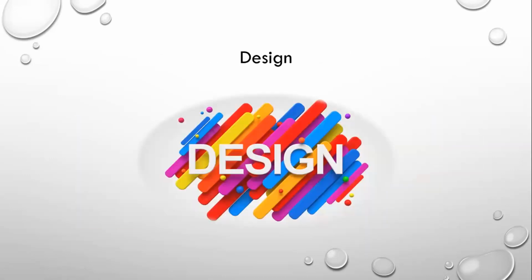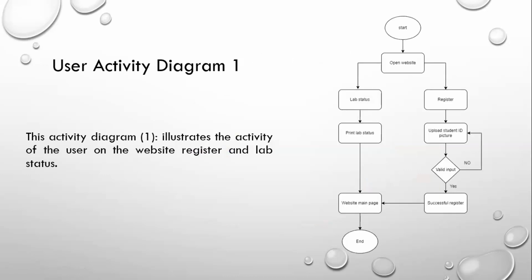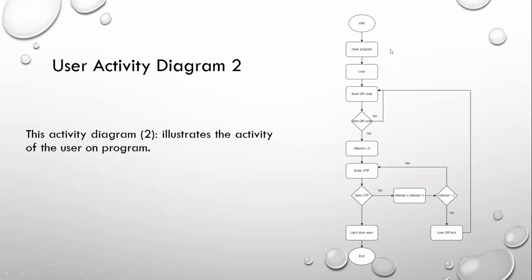Here is just an overview of the design. The users of the web application, as we have mentioned before, have two functionalities on the website: either to register and request the QR code, or to see the lab status and how many seats are available. And the other parts will be for the program itself.